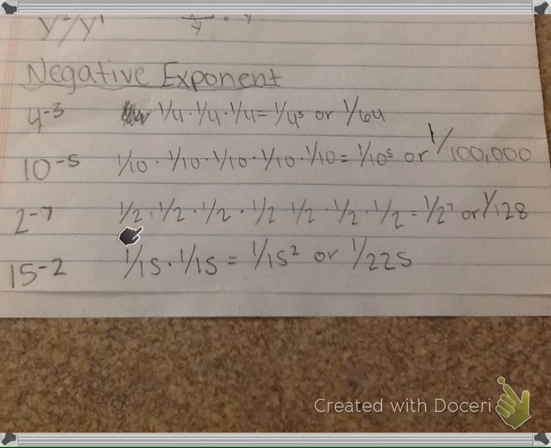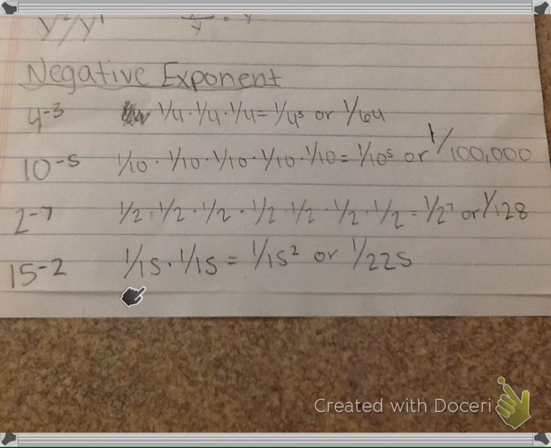And then for 2 to the negative 7th power, it's all these 1/2s. And you do that 7 times. So you're basically doing the fraction so that you can get rid of the negative. And it comes out to be 1/2 to the 7th power. And in standard form, it is 1/128.